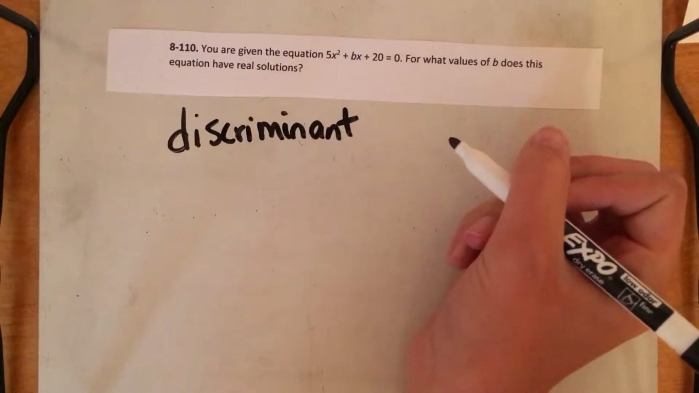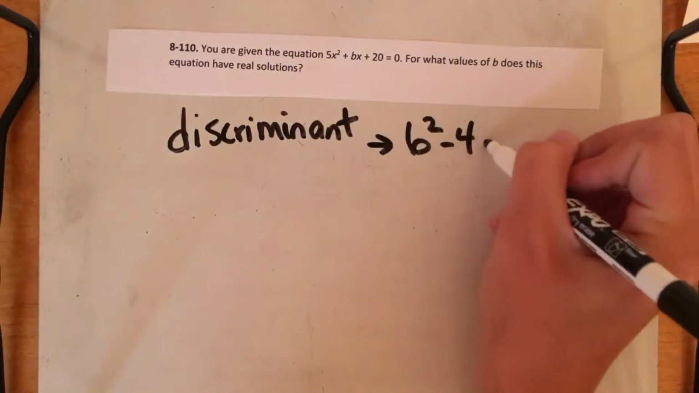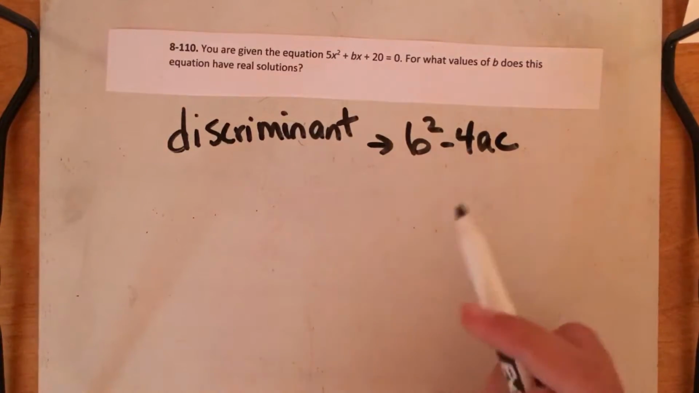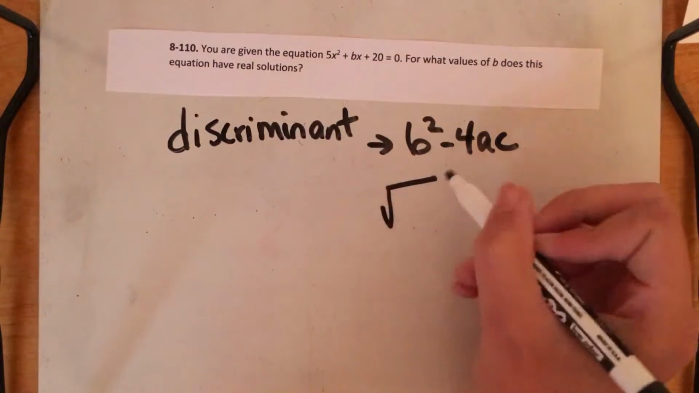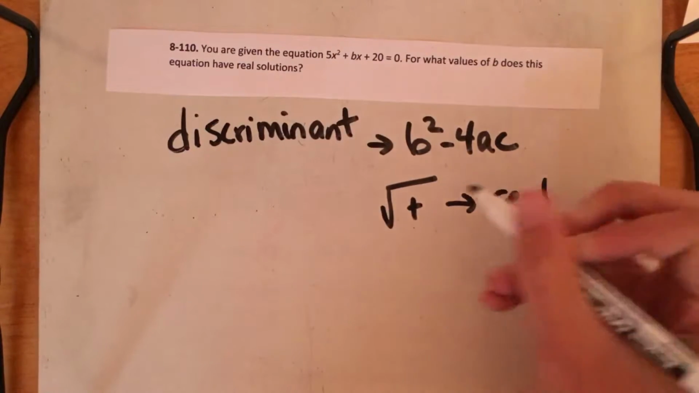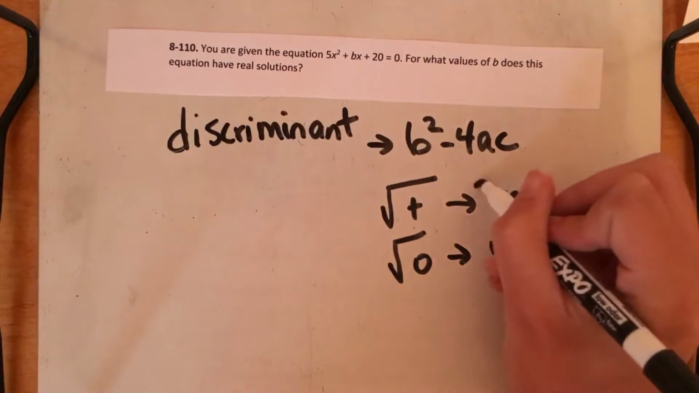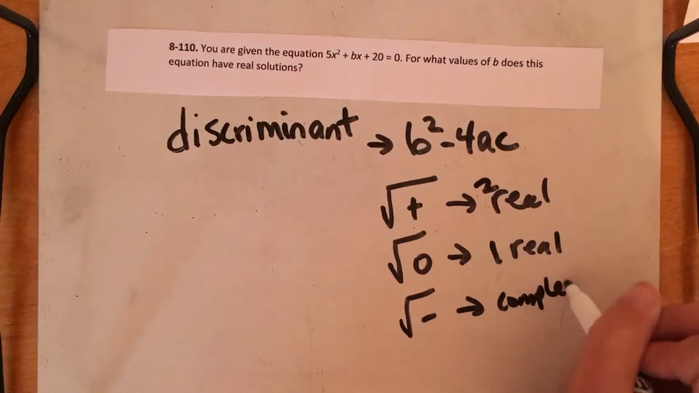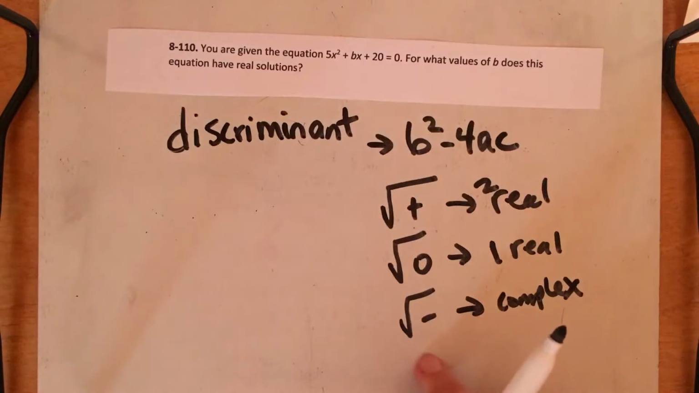It's the part underneath the square root sign, so it's the b squared minus 4ac. That's the discriminant, okay? If underneath the square root sign you have a positive number, then you get a real solution. If you have 0, you just have one real solution. Sorry, for positive you get 2. If you have a negative under there, you get complex. The question is asking for real solutions, so we don't want to get negatives under here, okay?